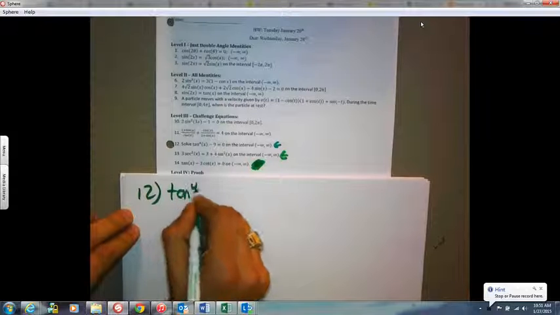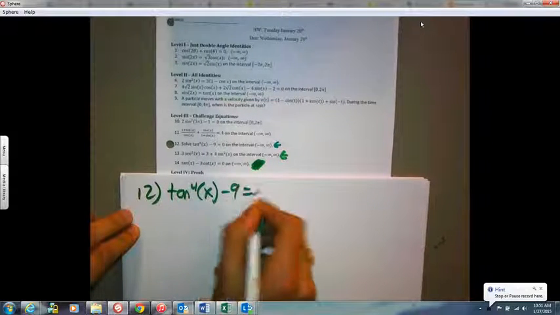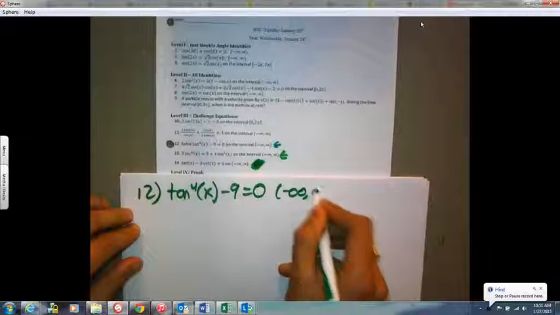So number 12 says tangent to the fourth of x minus 9 equals 0 from negative infinity to infinity.